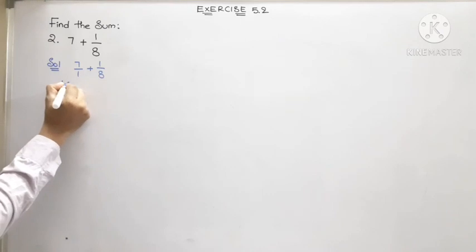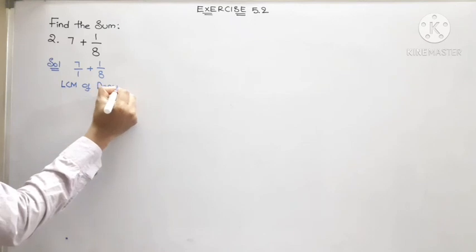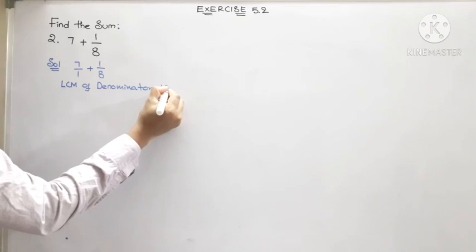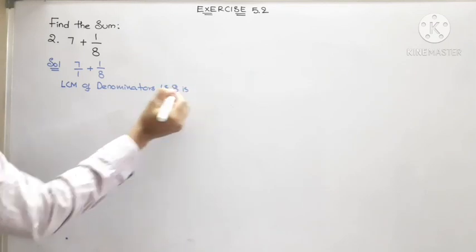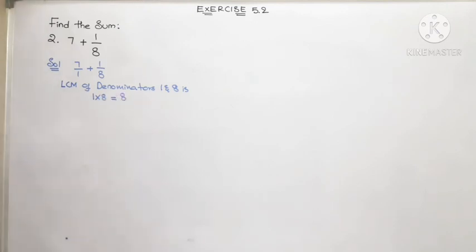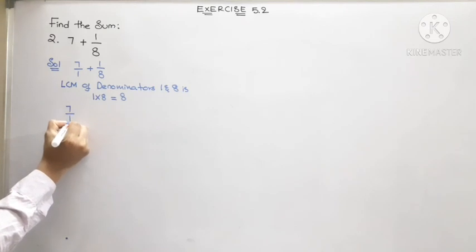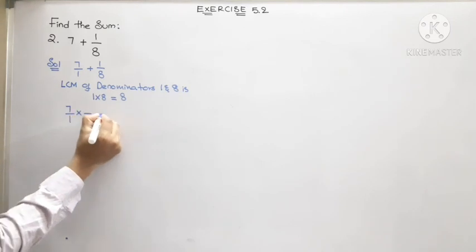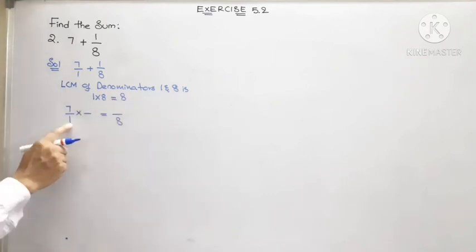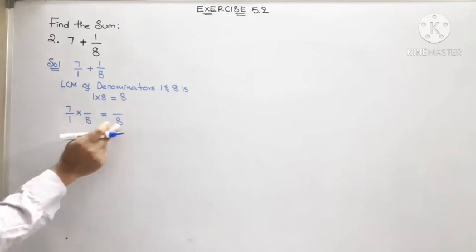Therefore, the LCM of denominators 1 and 8 is 1 multiplied by 8, which gives us 8. Now, the original fraction is 7 by 1, yet we want the denominator to be 8. That is the LCM. So with what do we have to multiply this 1 to get 8? Obviously it is 8, because 1 times 8 gives us 8.